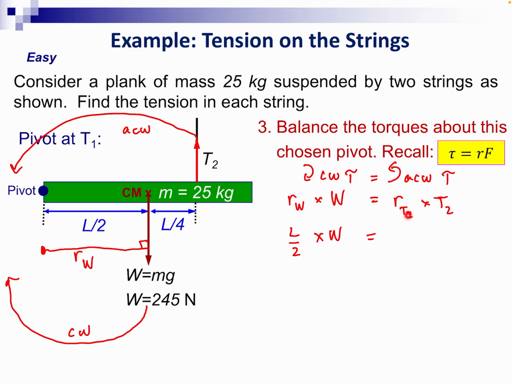Moment arm for T2, also the force T2 is here. You draw your moment arm perpendicular to the force and passing through the pivot. So therefore, this will be the moment arm for T2. So that will be L/2 plus L/4 as the distance times T2.